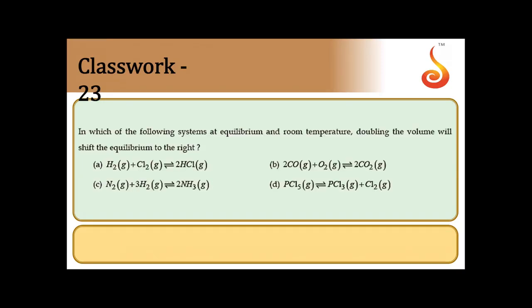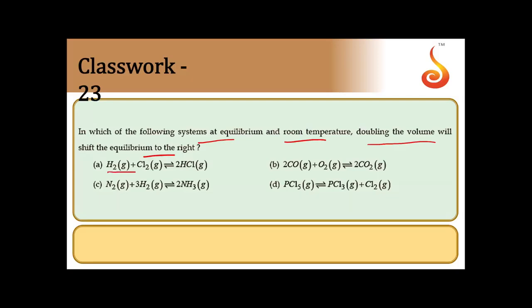23rd one. In which of the following systems at equilibrium and room temperature will doubling the volume shift the equilibrium to the right? Doubling the volume means here pressure gets reduced. If you increase the volume, pressure gets reduced. Whenever pressure gets reduced, equilibrium moves in a direction where you have more number of moles. So the right hand side must have more number of moles.